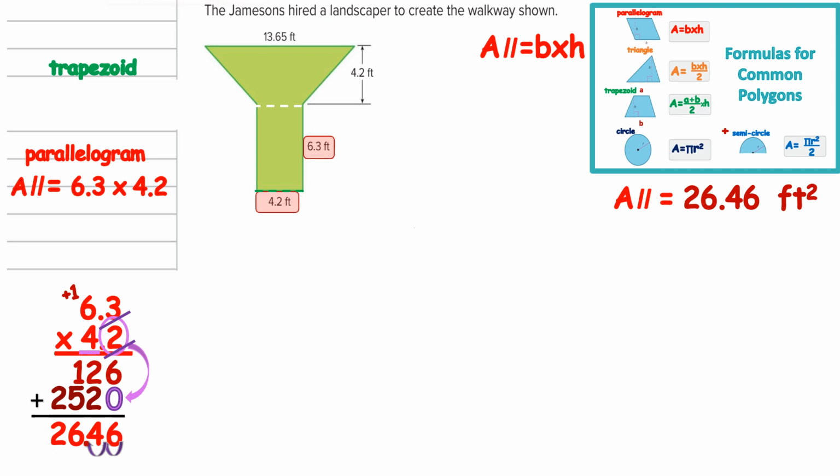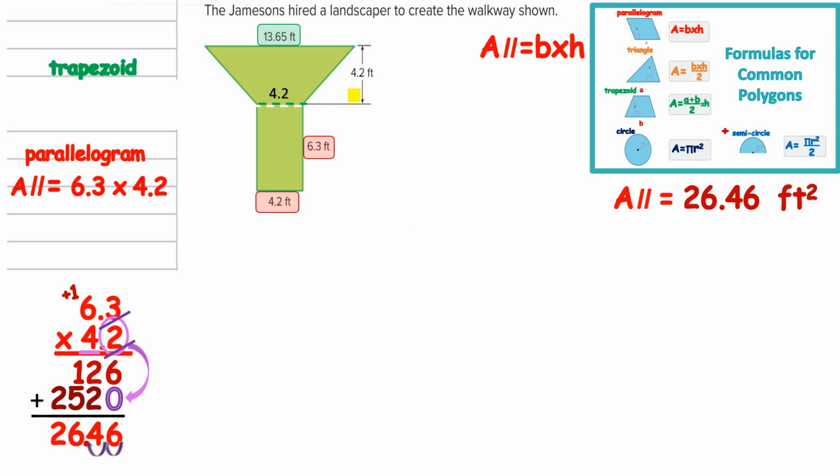Then I have to look at the trapezoid. Now on the trapezoid, hopefully I can tell that base A or base B, whichever you want to look at, is going to be the same measurement as the base or the height for the rectangle. So I'm going to use that 4.2 and then use this 13.65 for the 2 bases.